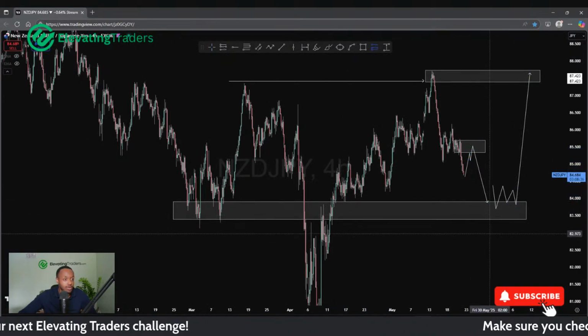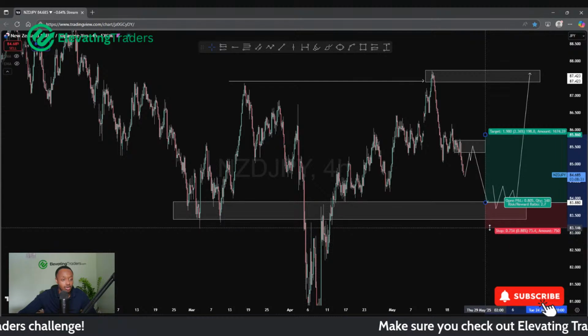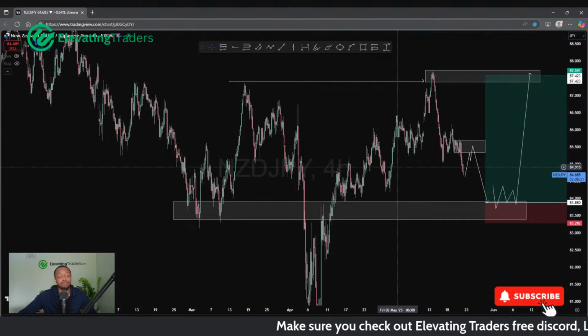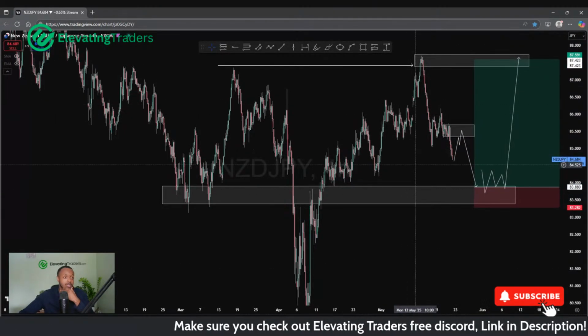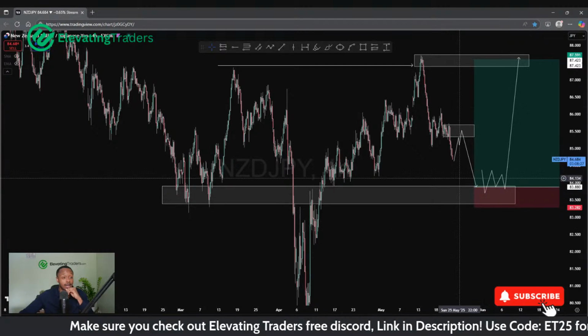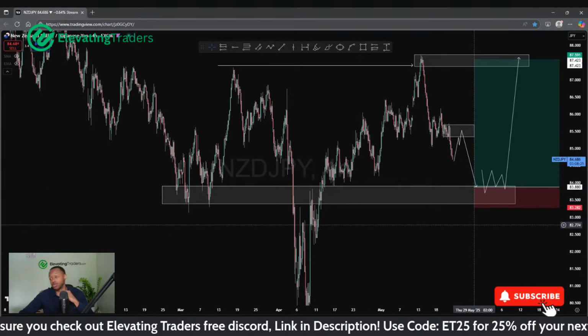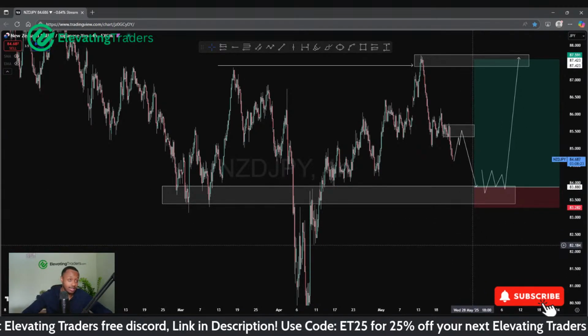So if I can position myself well, and you see that swing play out, it could be a very, very nice trade indeed. But yeah, that's really what I'm looking at for New Zealand yen. Still looking for the buy here. But we're going to see how price reacts at 84, because that's going to be a very interesting area.